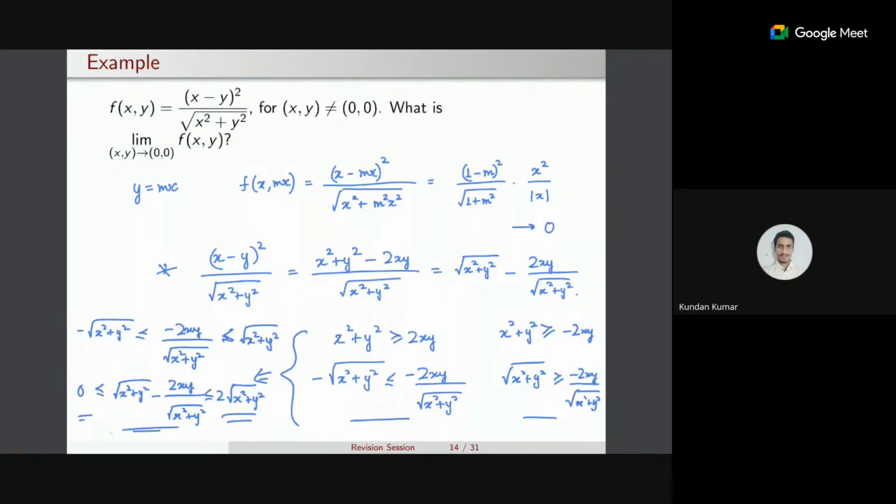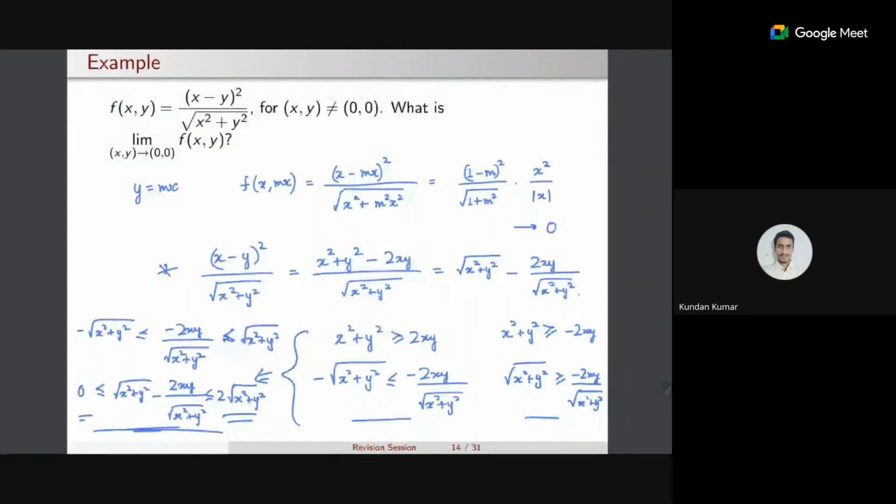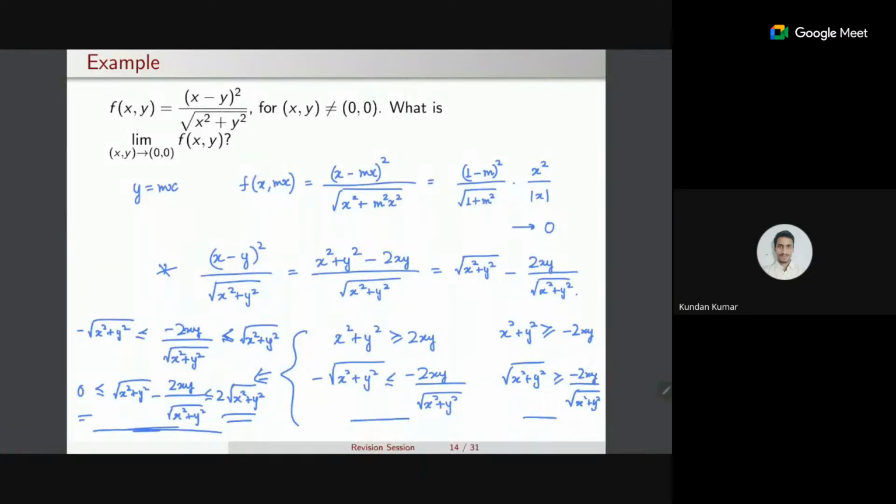So this part is clear, right? Like how we use the sandwich theorem to conclude that the limit of f(x,y) exists. Is it clear? Yes, sir, it is. Yes.